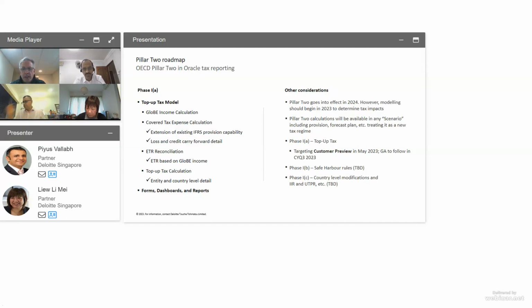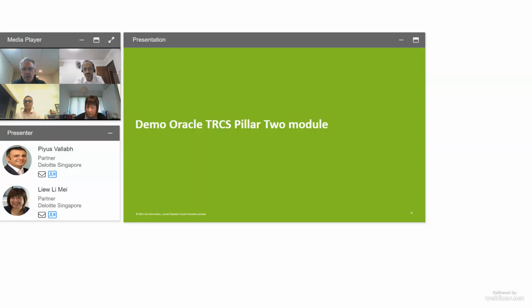So once again, the top-up tax model, the basic model by the OECD, will have a customer preview. So if you license the solution, you'll have access with a regular monthly update in May, and then the GA version to follow on or before September's release. So let's go to the next slide. And let's take a look at some of the snapshots and web forms included in the application.